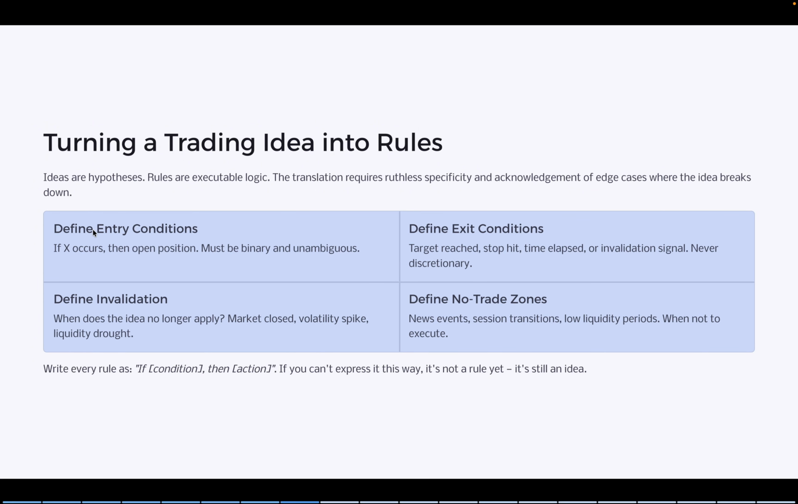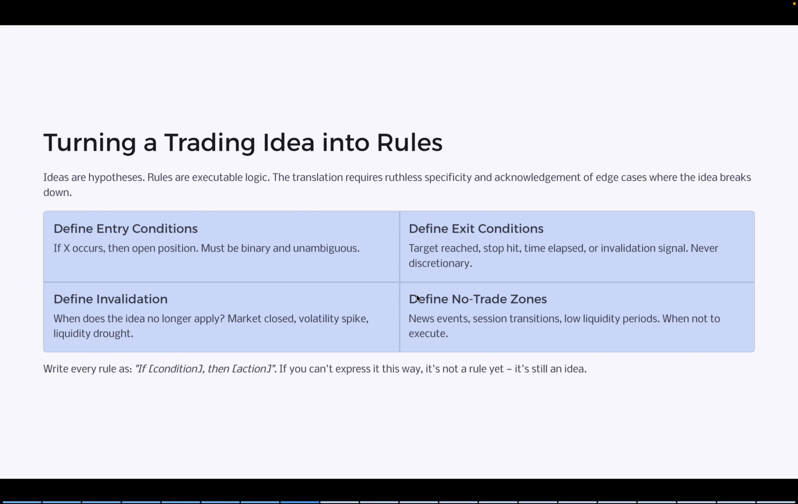For example, define entry conditions. If X occurs, then open a position, it must be binary and unambiguous. You have to be extremely transparent with your rules and extremely straightforward. And then you define the exit conditions, for example, target reached, stop hit, time elapsed, or invalidation signal, never discretionary. And then define invalidation. When does the idea no longer apply? Market close, volatility spike, a regime change, or a liquidity drought, right?